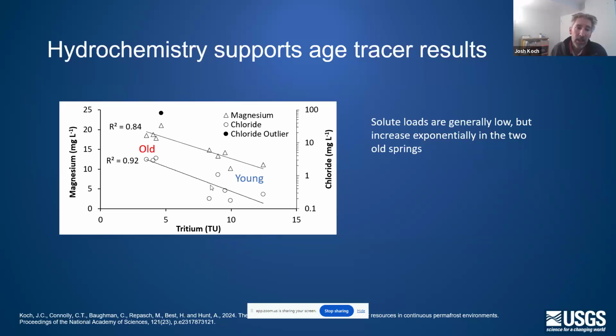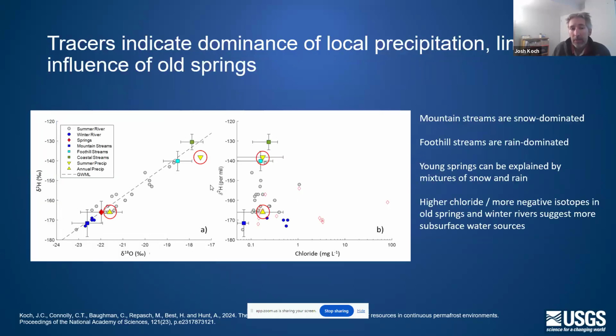If we look at the hydrochemistry, so just looking at ion loads, it supports this story where we have fairly low concentrations in these young waters, and then concentrations that are increasing, and in terms of chloride are increasing exponentially in these older waters. If we look at our stable isotopes of water, we again see a story pointing towards local sources of precipitation and limited influence of this sort of unique old water source.